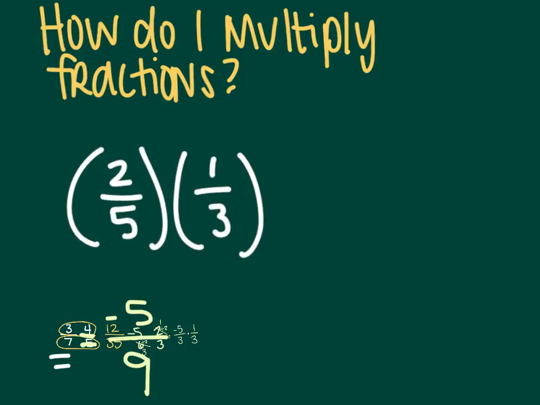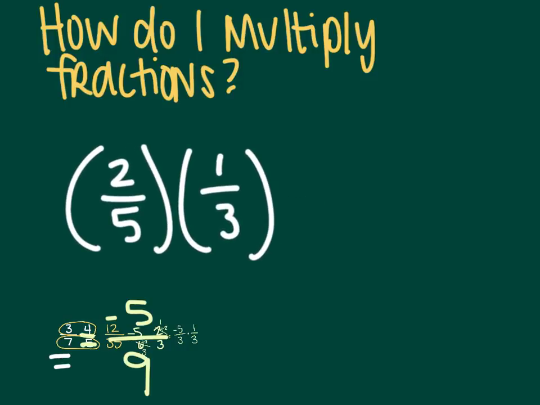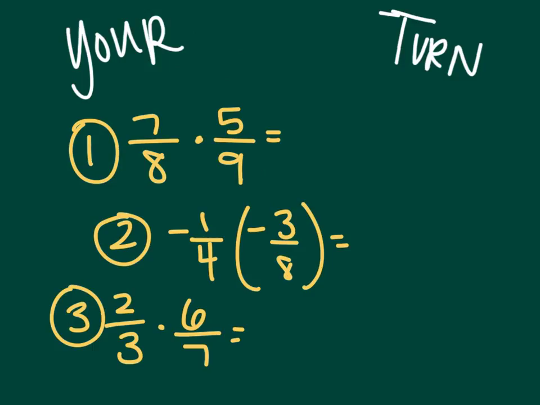Last one. Again, look to see if you can cross simplify. Are there common factors going diagonal? In this case, no. So I'm just going to multiply straight across. 2 times 1 is 2. 5 times 3 is 15. I'm done. Okay, this is your turn. Go ahead and copy these problems down and answer them on your paper. Obviously, there's no calculator getting used, but make sure you cross simplify before you multiply across.